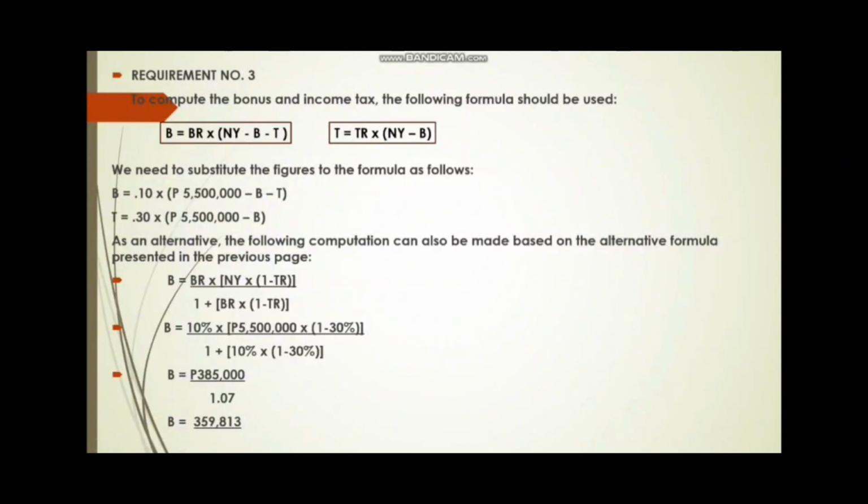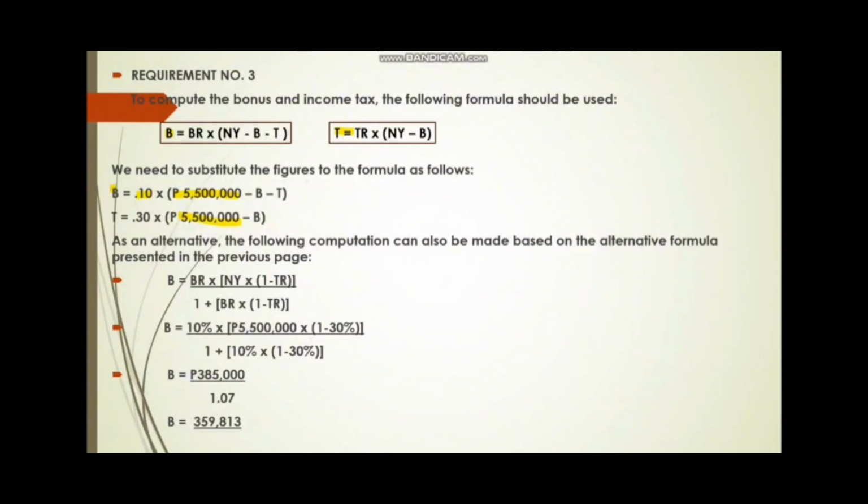The first formula is B, bonus, equals bonus rate times NY minus bonus minus tax. And the second formula is tax equals tax rate times NY minus B. So we need to substitute the figures to the formula as follows. Bonus equals bonus rate of 10% times 5,500,000 minus bonus minus tax. Then tax equals tax rate of 0.30 or 30% times 5,500,000 minus bonus.